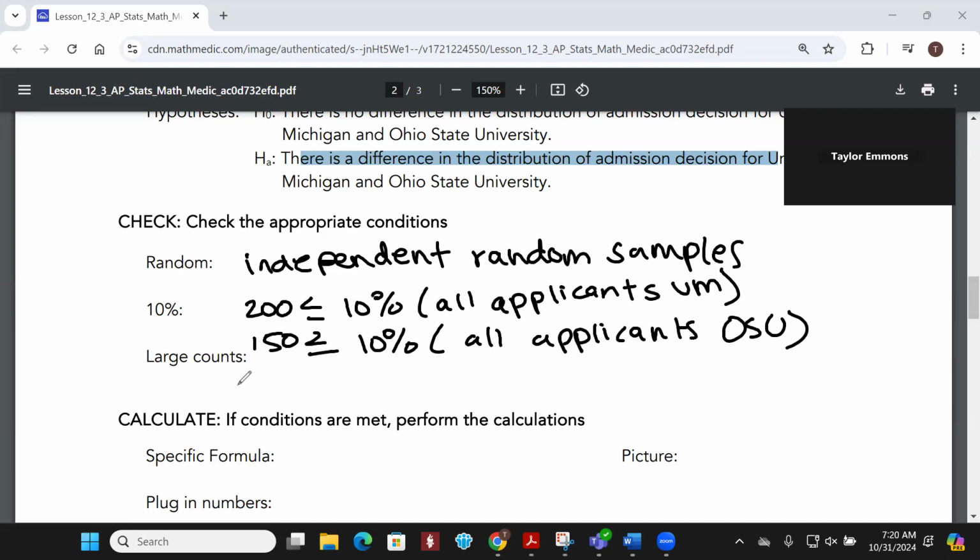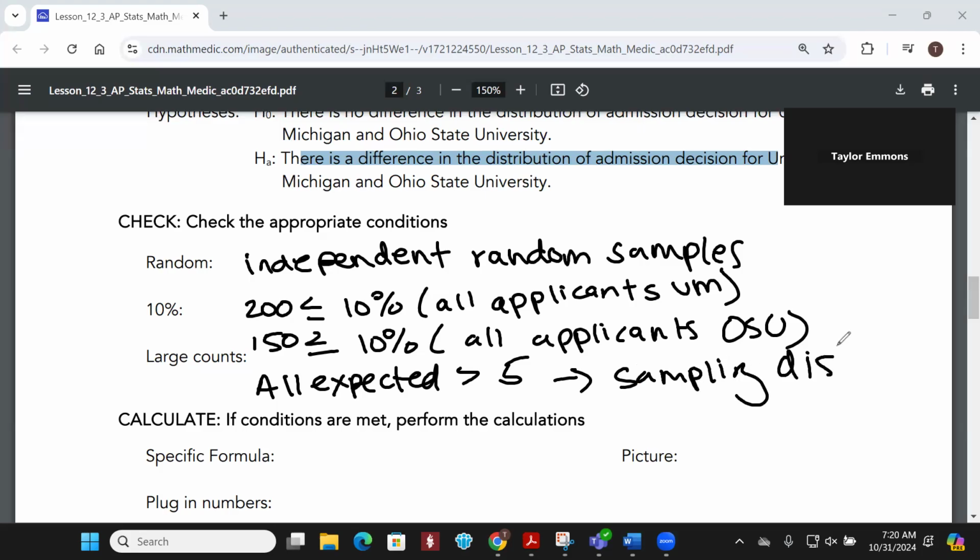Large counts, all expected counts. We're trying to check and make sure that they're greater than 5. Remember, this is the new part of large counts. It's got to be greater than 5. It's not greater than 10. But we can do this so that our sample distribution is chi-squared instead of approximately normal. We do have to say approximately chi-squared.